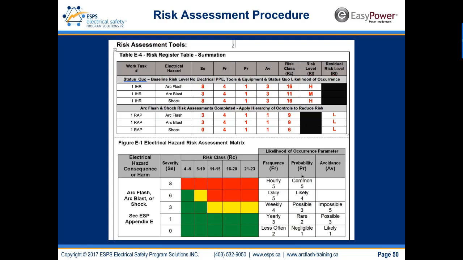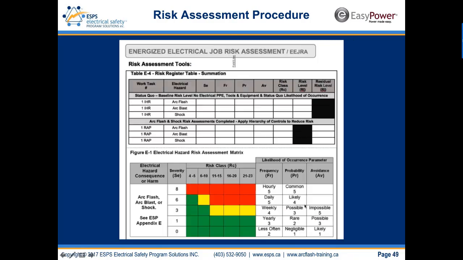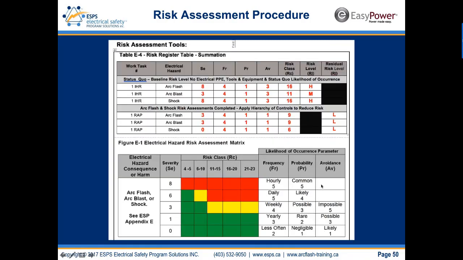You quantify severity on the left with values, and you look at likelihood of occurrence on the right-hand side of this matrix, and there's 3 sub-elements of likelihood of occurrence defined in NFPA 70E and Z462 Annex F: frequency that the worker is exposed, the probability of the event occurring, and the ability to avoid. And then you do an inherent risk assessment. In this case, I've created a baseline with no PPE. Then we apply arc flash and shock risk assessments to achieve a residual risk level.